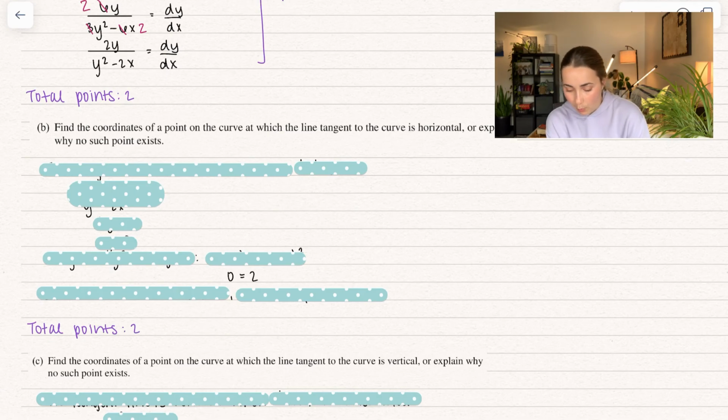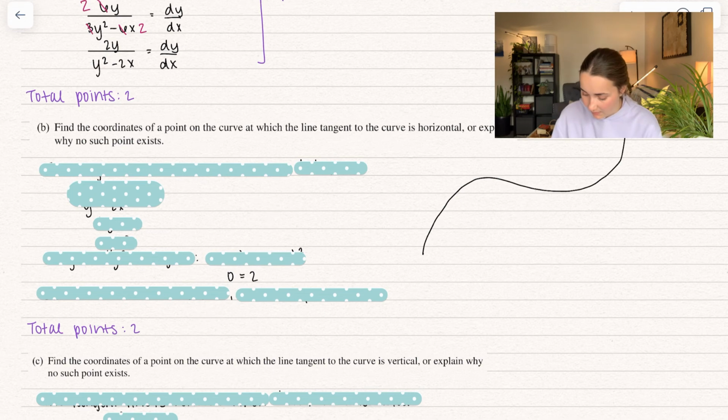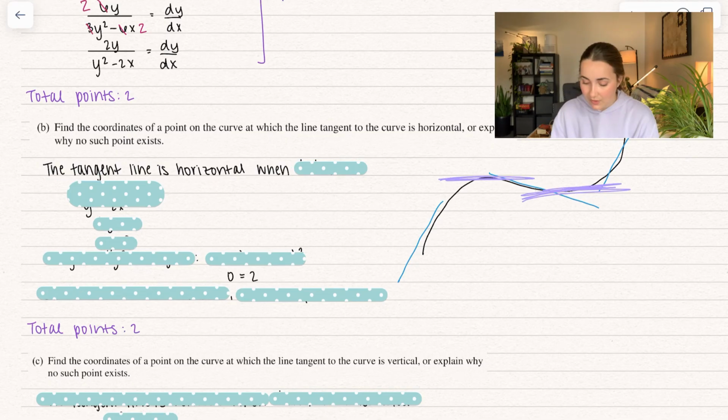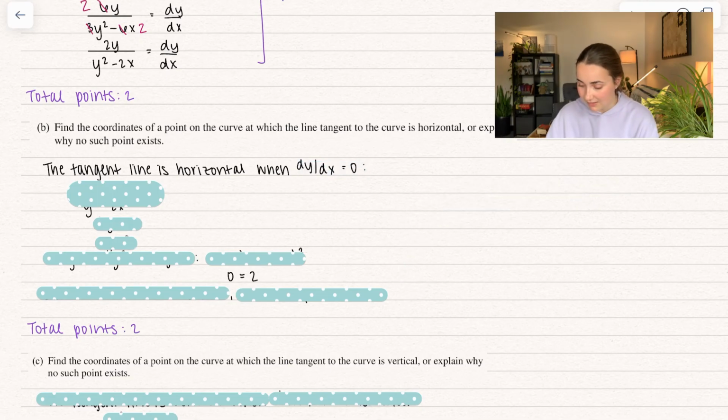Find the coordinates of a point on the curve when the tangent line of the curve is horizontal. So when is this going to occur? I'm going to draw a random something like that. That's a beautiful function. When is the tangent line going to be horizontal? Well, that's going to be where it's something like this, right? And that's where the first derivative is equal to 0. It has a 0 rate of change. So the tangent line is horizontal when the first derivative is equal to 0.